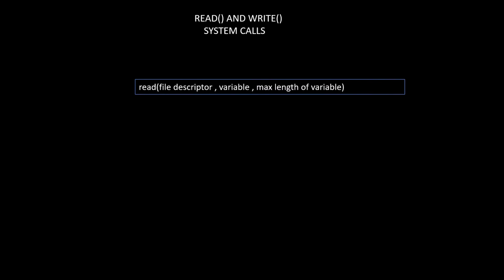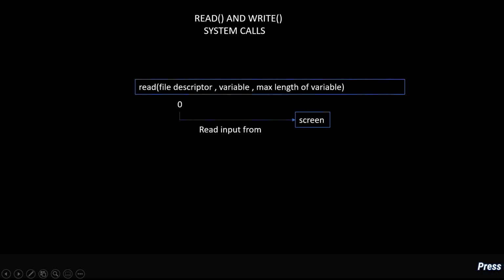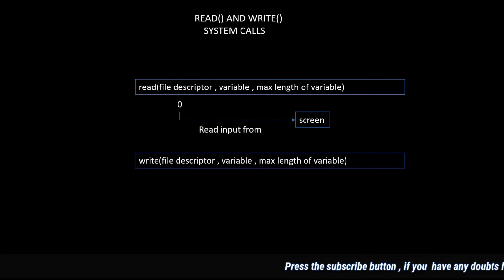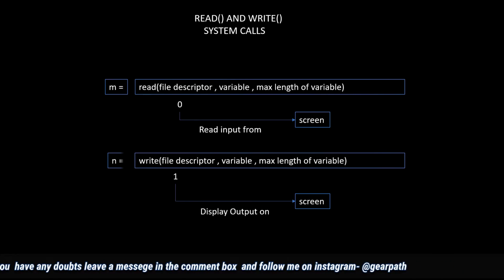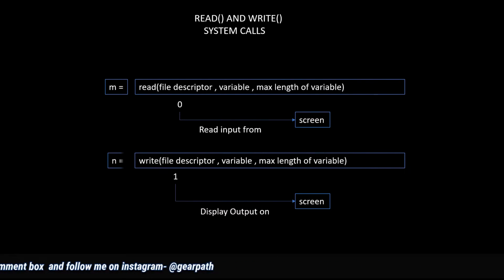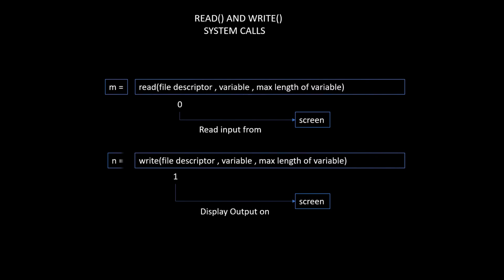For the first file descriptor, a zero value in the read system call means it will take input from the screen. The next parameter is the variable that you're going to store into. The third parameter is the limit that you give to the input variable, that is, how much it can store. Similarly, for the write system call, the first parameter is file descriptor 1. In the read section we have 0, but in write it will be 1. So read takes input from the screen, but write displays on the screen by using file descriptor 1. The second parameter is the same, the input stored through a variable, and the third is the length.